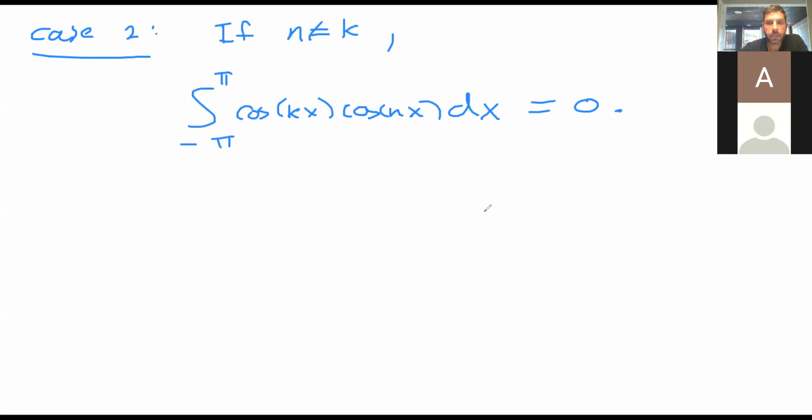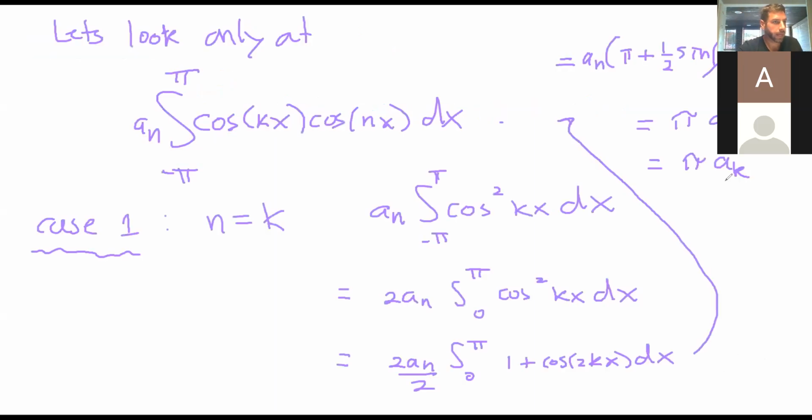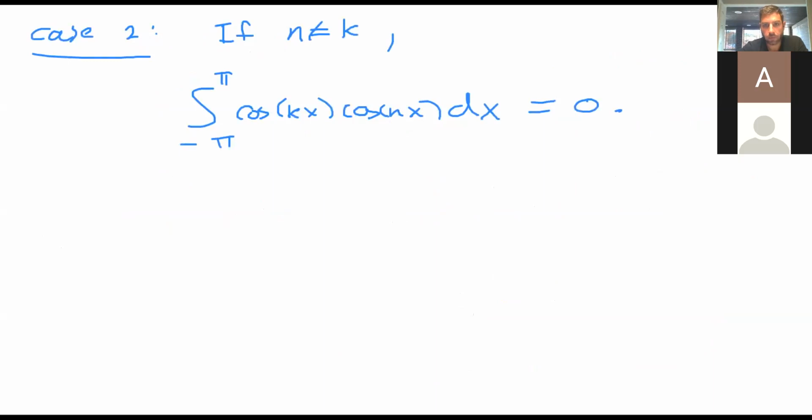All right, so what does that mean? That means for every single one of those terms in the sum, the only one that survived at all was this term, pi a sub k. Okay, so what about the sine piece? Now we have to do that, and then we'll summarize all this. So what was the sine piece?